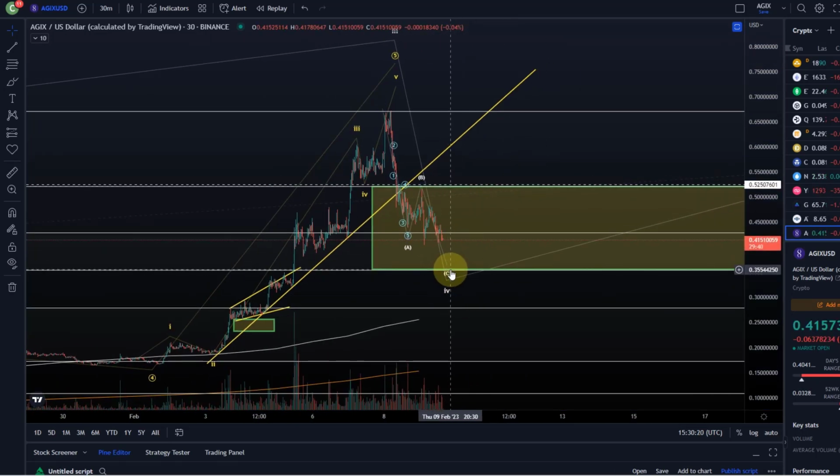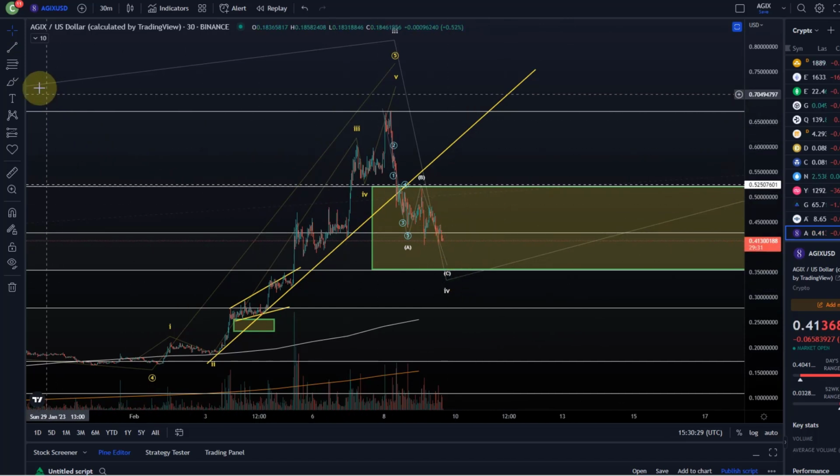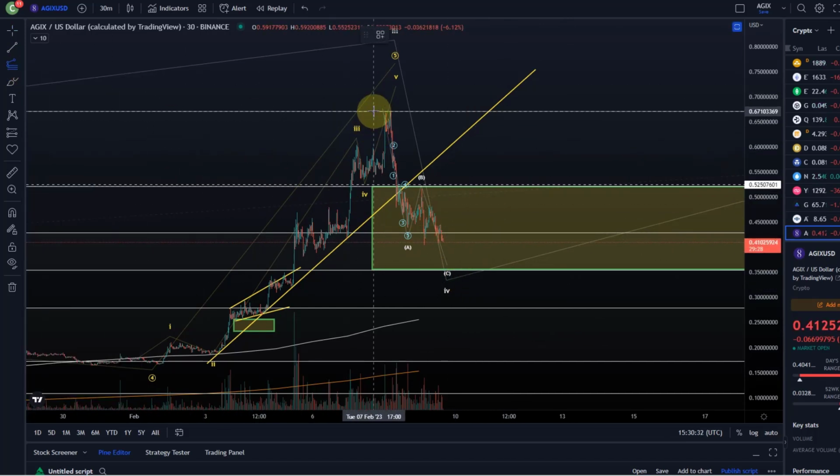I mean, there is another chance to get a bounce from the 35.5 cent level. By the way, I did not re-enter yet. I want to see what's happening here. I did take profits along the way to the upside, but I haven't re-entered yet.